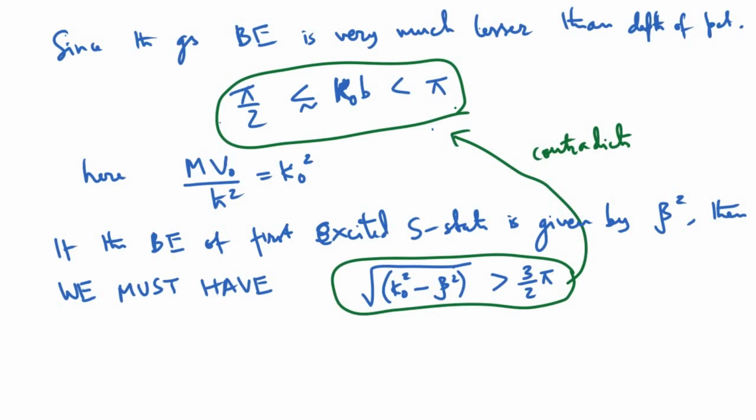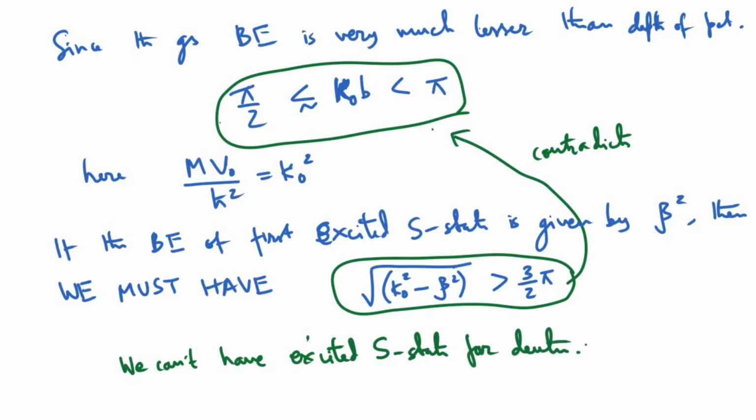And so, what does this mean? Tell me. This means that we cannot have an excited S state. So, we can't have an excited S state for Deuteron. Any questions? Anyone?